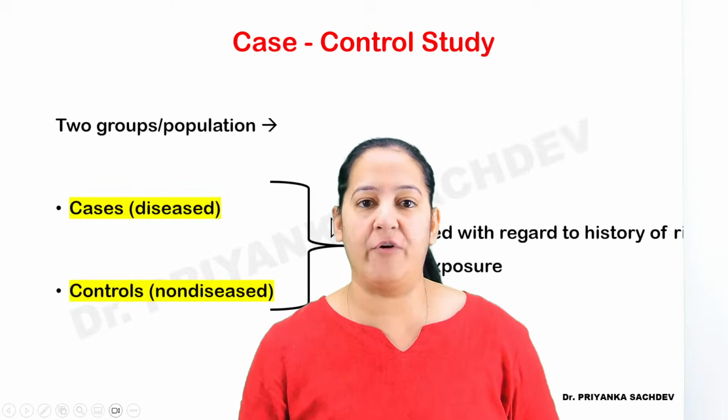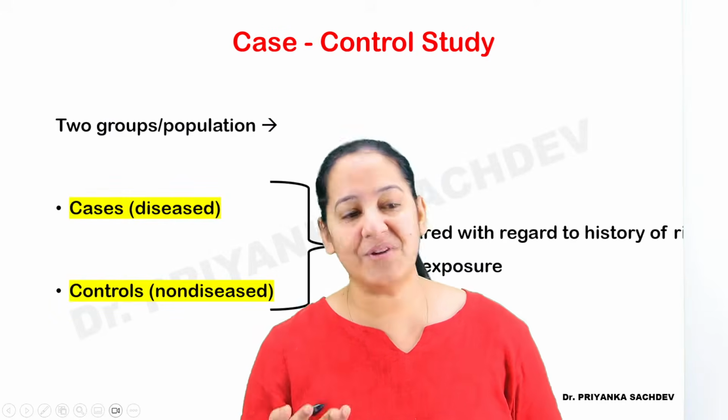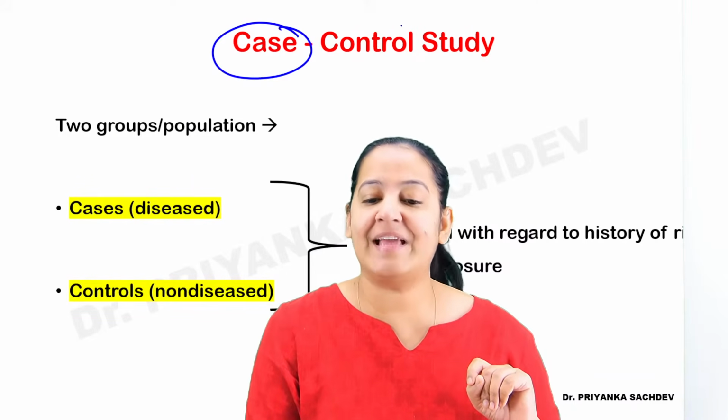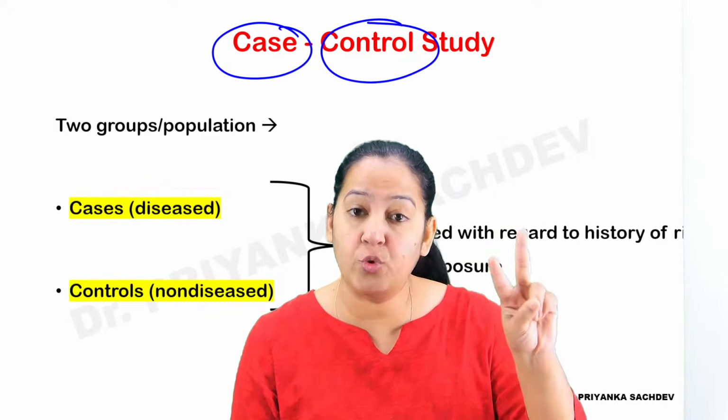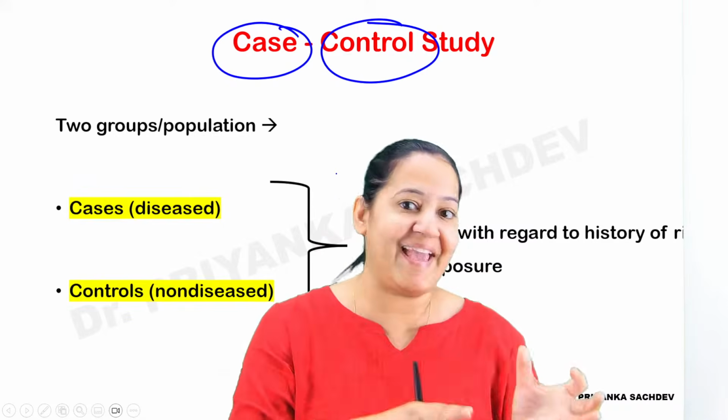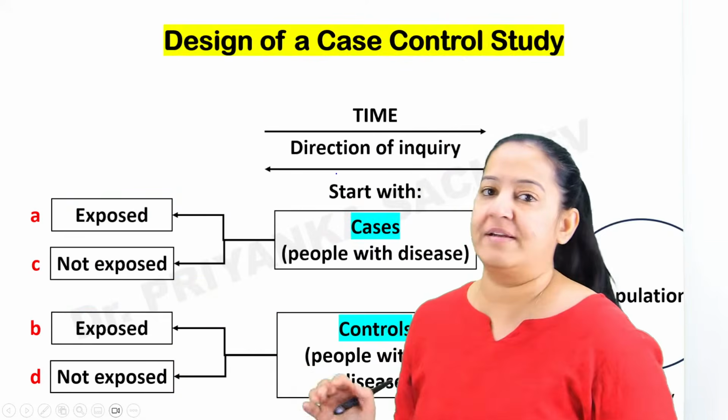So what is the design of a case control study? Why is it known as a case control study? In a case control study, we take cases and we take controls. We take two groups of population and we compare them. That's why it is known as case control. So see the design, you will understand on your own.